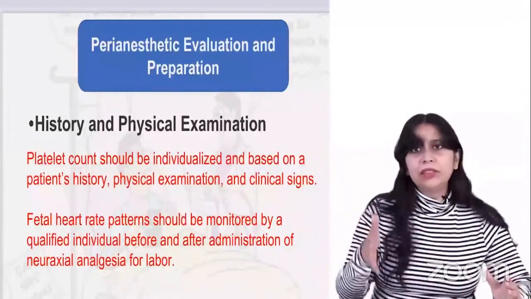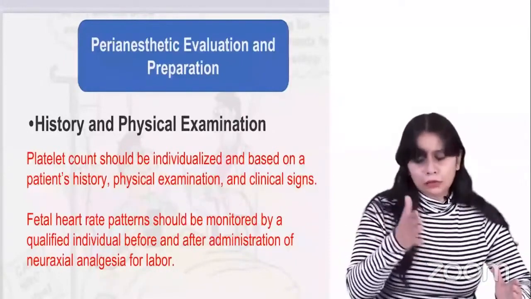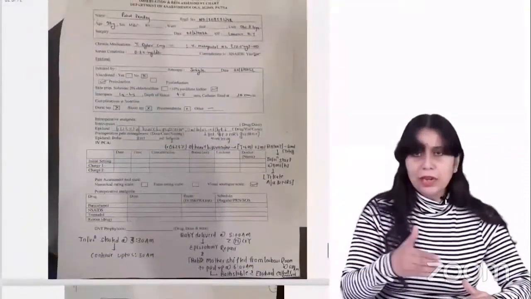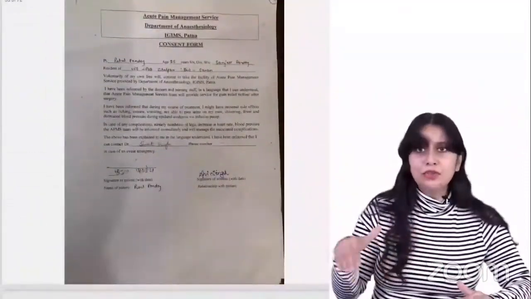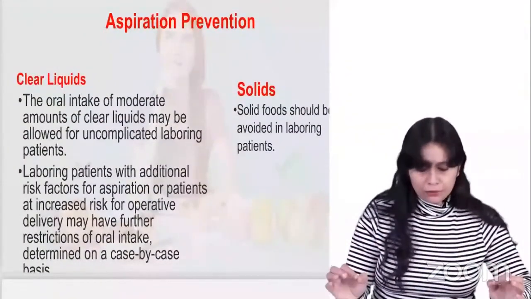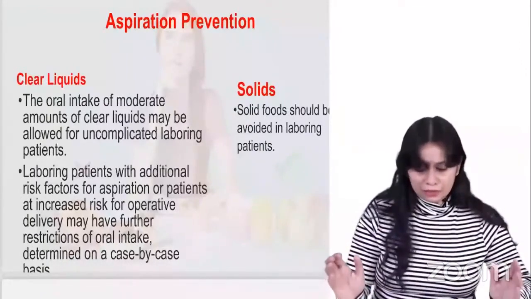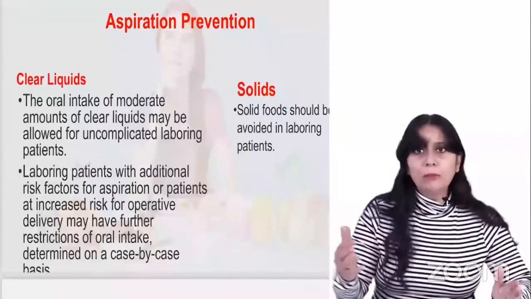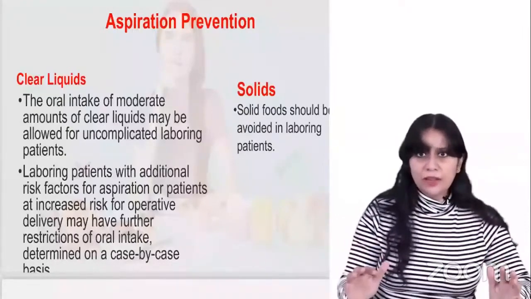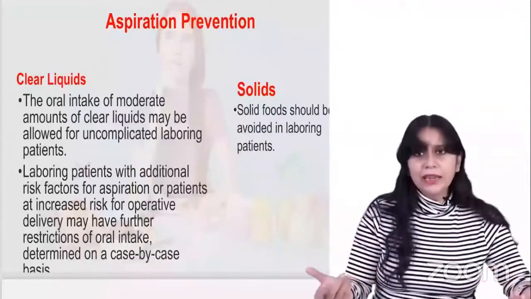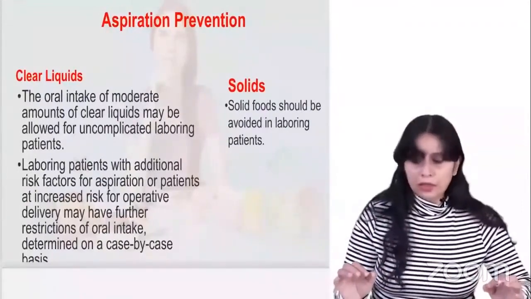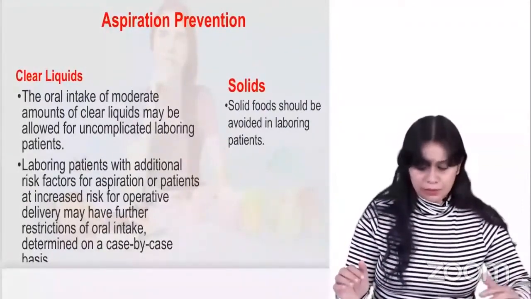Then fetal heart rate should always be documented before and after giving the epidural. Everything should be documented. Patient consent should always be taken. For aspiration risk, remember, a moderate amount of clear fluid intake is allowed for uncomplicated laboring women. With women with additional risk factors, some restrictions can be applied. And again, it should be patient-centered. Solid food should be avoided in laboring patients.